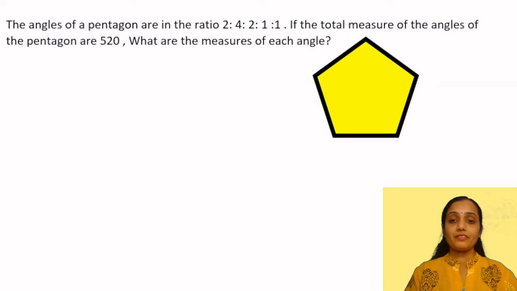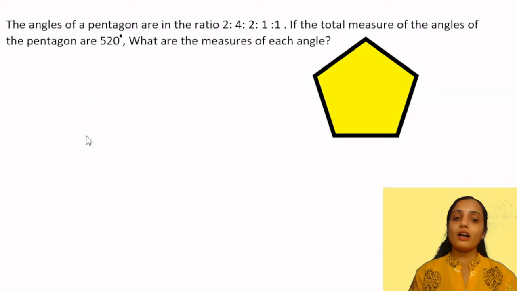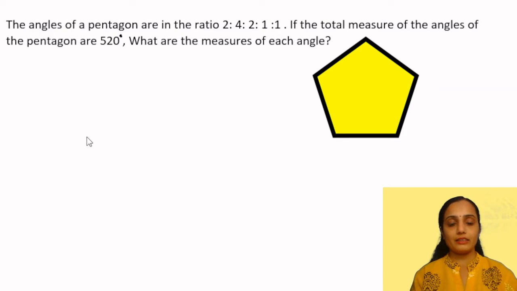So moving on, we have our next question. The angles of a pentagon are in the ratio 2 is to 4 is to 2 is to 1 is to 1. So there are 5 sides and there are 5 angles as well. So if the total measure of the angles of the pentagon is 520 degrees, what is the measure of each angle? Now, whenever we are asked to solve any question involving geometry, it is best to draw a figure and then you get a very good idea about the question.